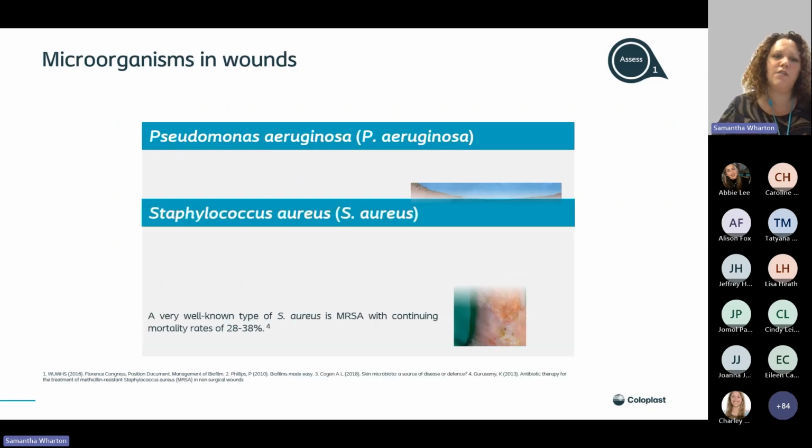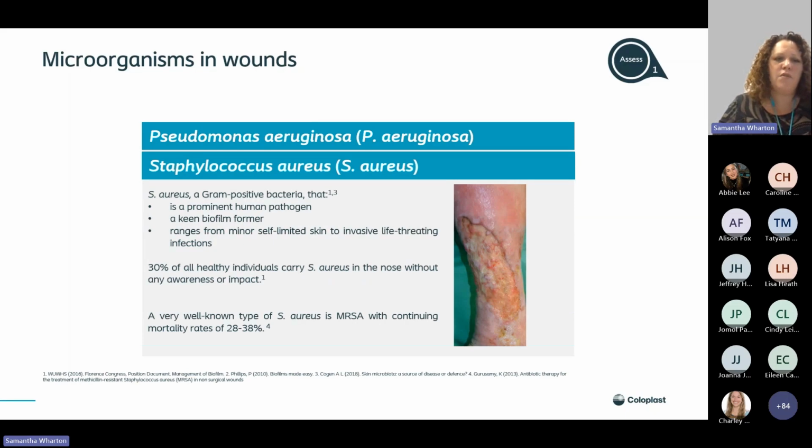And then we've got Staphylococcus. The well-known type is MRSA, which is still continuing to cause mortality rates of 28 to 38%. This is a gram-positive bacteria. Again, it's a very keen biofilm former, and its infections can range from very minor self-limited skin infections to really invasive, life-threatening infections.